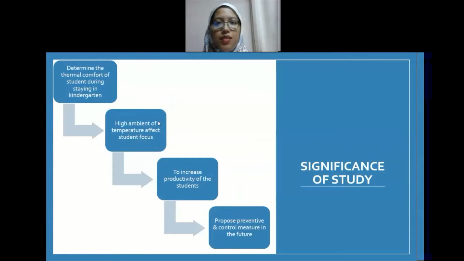The significance of this study is first to determine the thermal comfort of students while staying in kindergarten. Second, the high ambient temperature will affect student focus. Next, it is to increase the productivity of the students. And lastly, to propose preventive and control measures in the future.